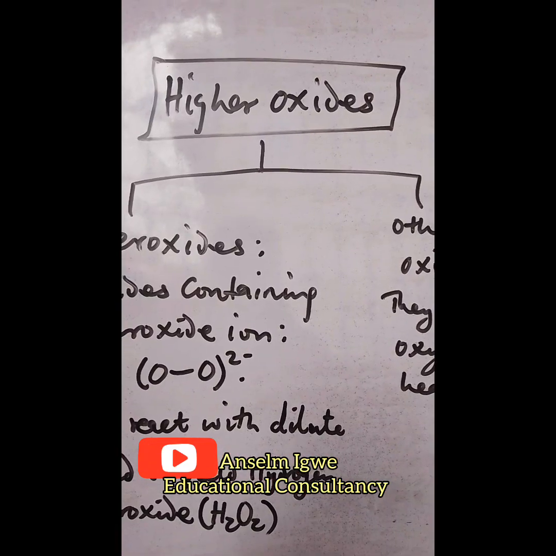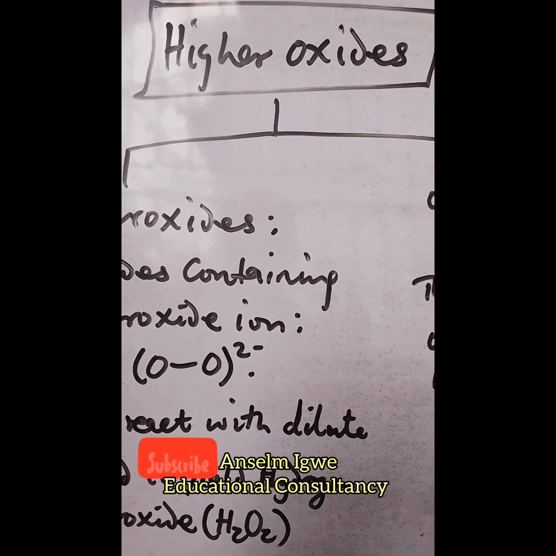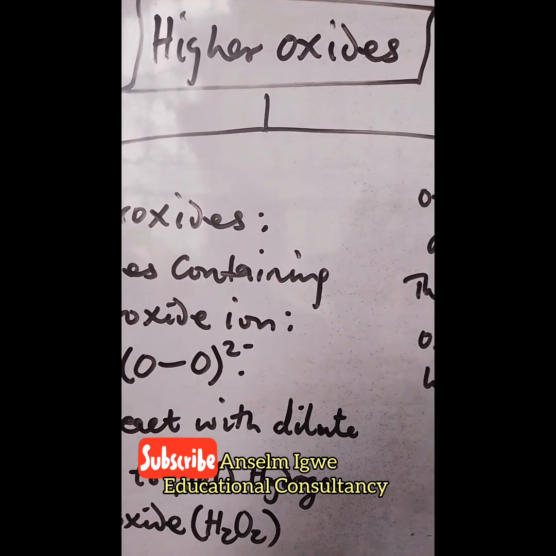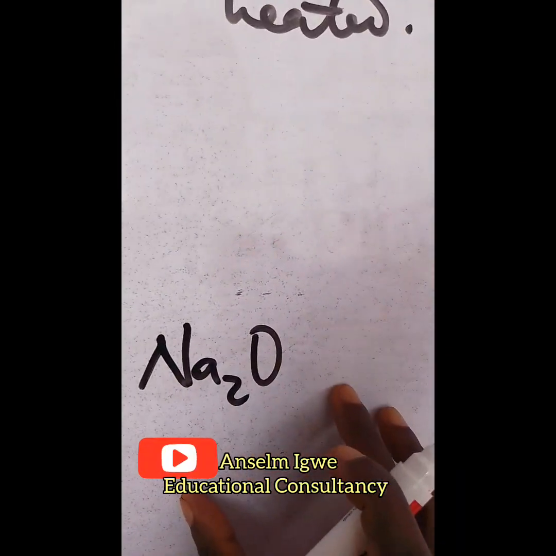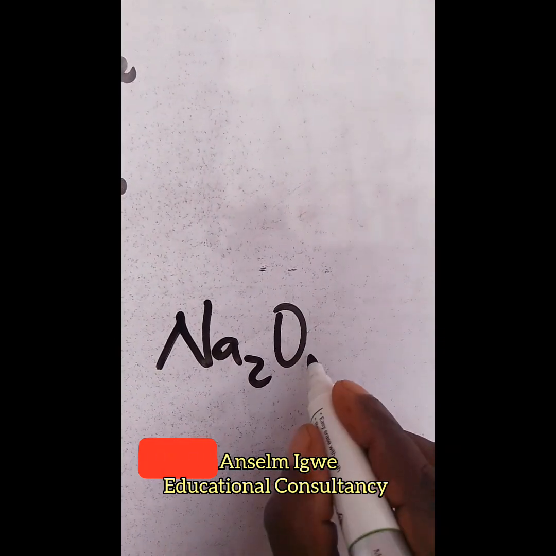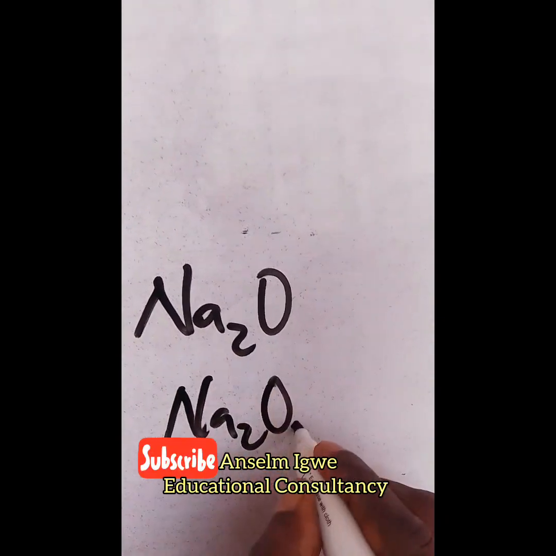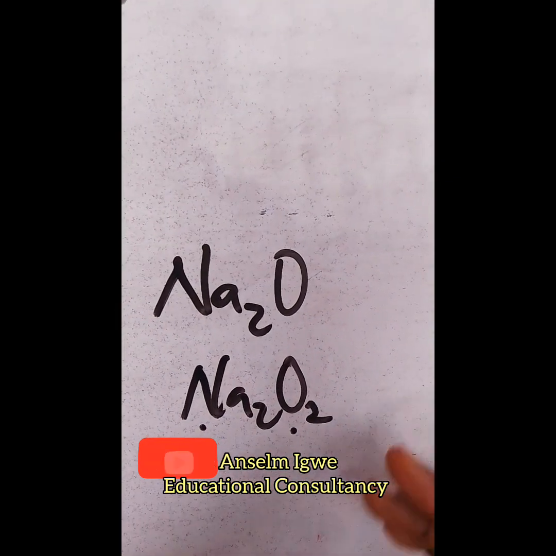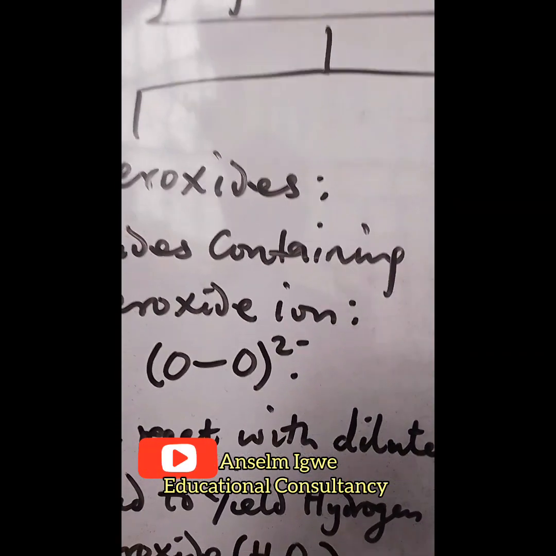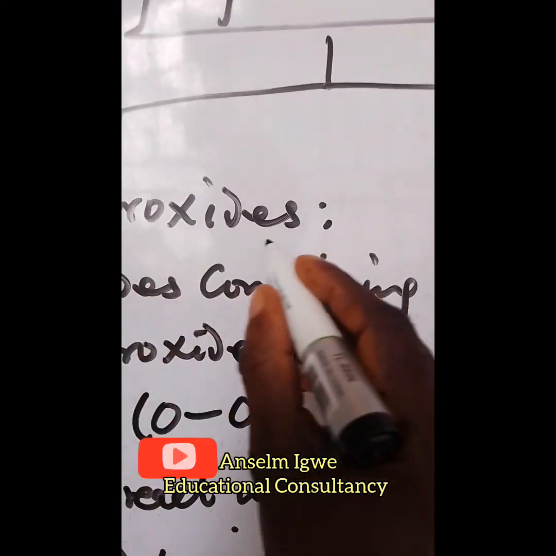Higher oxides are oxides that contain higher proportion of oxygen than normal. For instance, sodium oxide is not a higher oxide, it's just a normal sodium oxide. But when we have Na2O2, it has a higher proportion of oxygen. So this is called sodium peroxide. It's an oxide. So there are 2 classes of higher oxides, peroxides and other higher oxides.